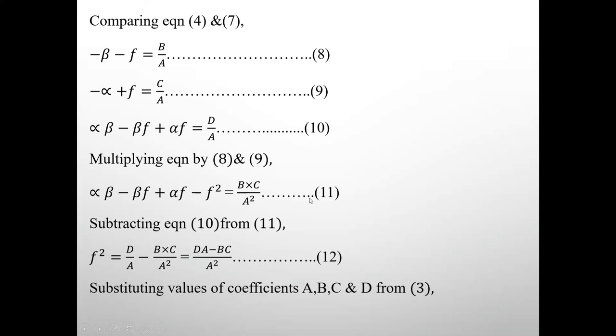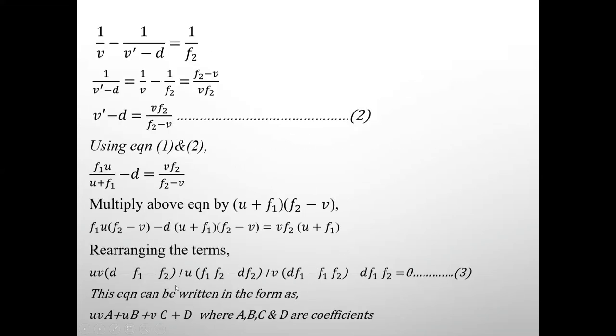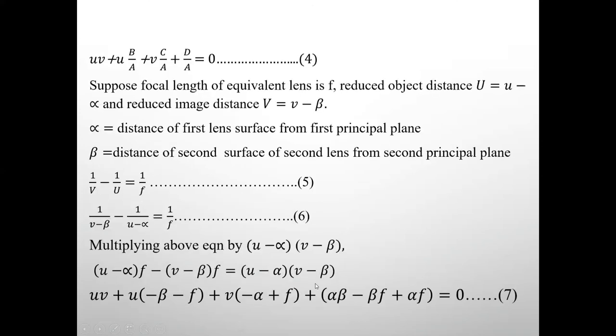Equation 11. Subtracting equation 10 from 11, we can write F square is equal to D upon A minus BC upon A square, which is equal to DA minus BC upon A square, equation 12. Now substituting the values of coefficients A, B, C, D from equation 3.